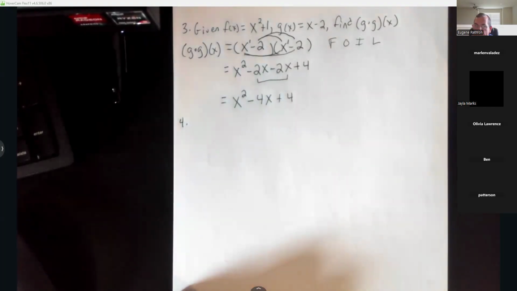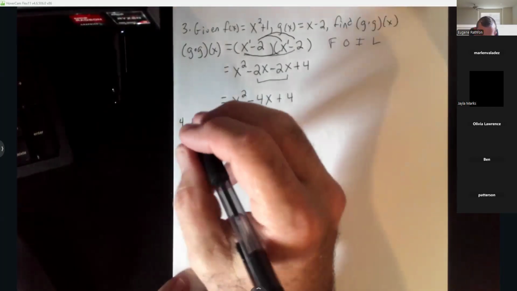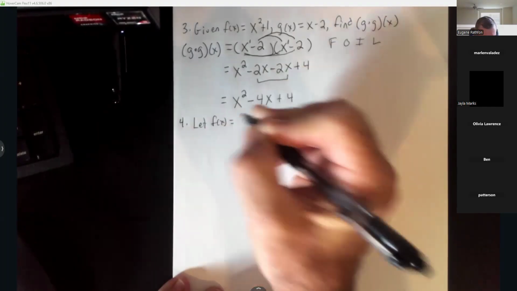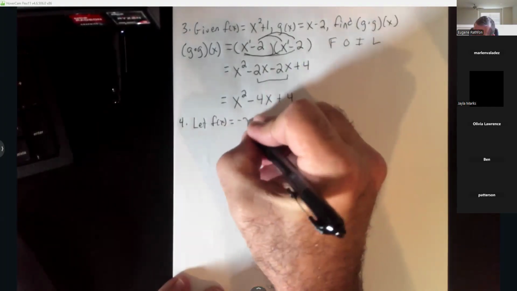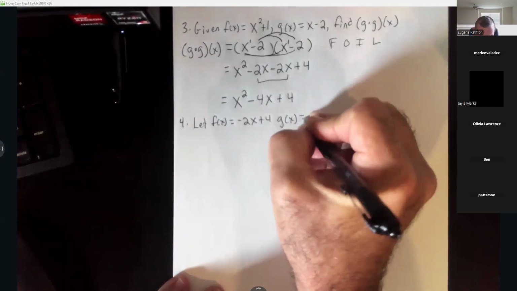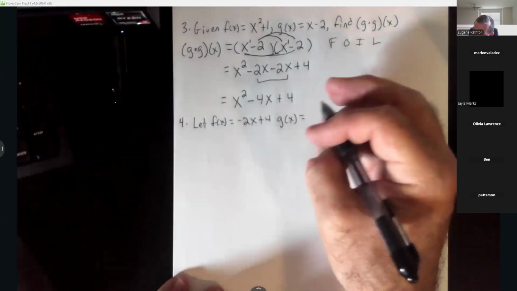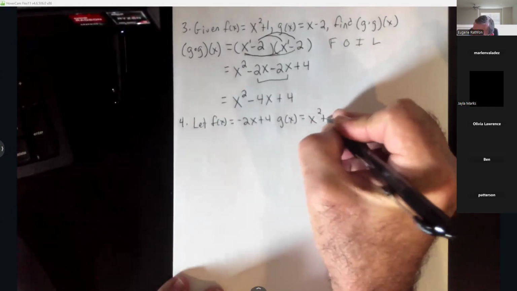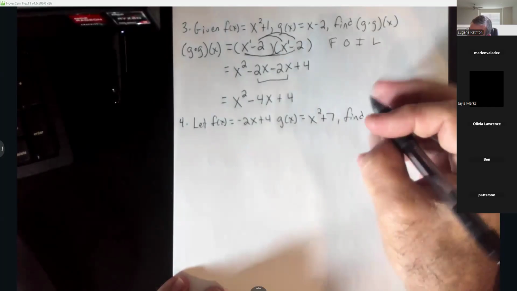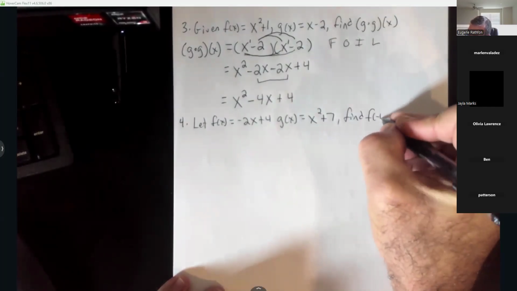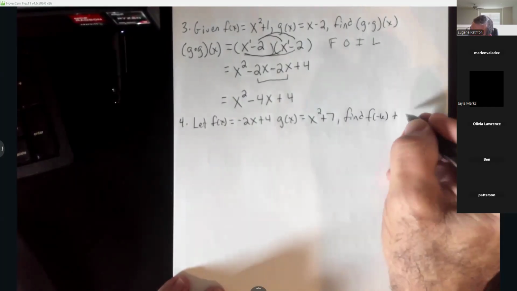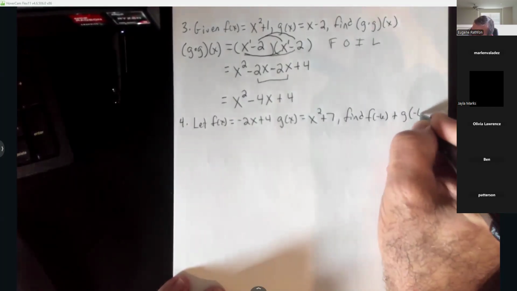Oh, look at this. Now they're throwing some numbers at us on this. So let f of x equal negative 2x plus 4. G of x equal x squared plus 7. They want us to find f of negative 6 plus g of negative 6.